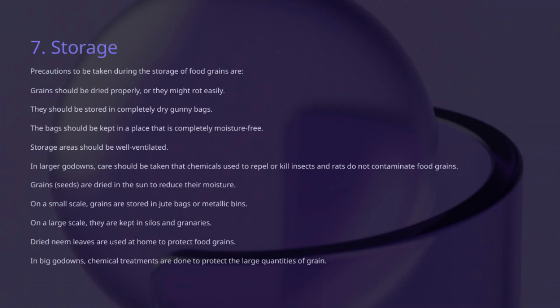The storage environment should be completely dry, so the bags must be kept in moisture-free areas. Using dry gunny bags is recommended because they protect the grains from moisture and pests. Also, ensuring that grains are thoroughly dried before storage is crucial. If not, they might rot easily, leading to loss. Overall, taking these precautions, controlling moisture, ensuring good ventilation, and using proper packaging helps keep our food grains safe and fresh for longer.